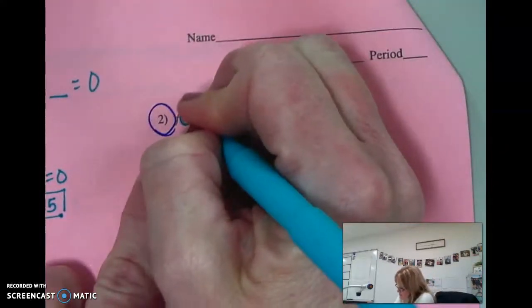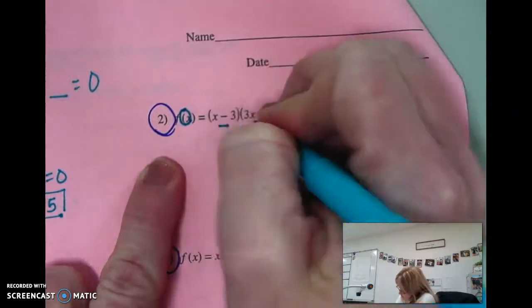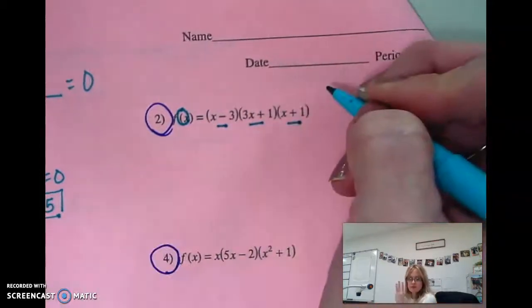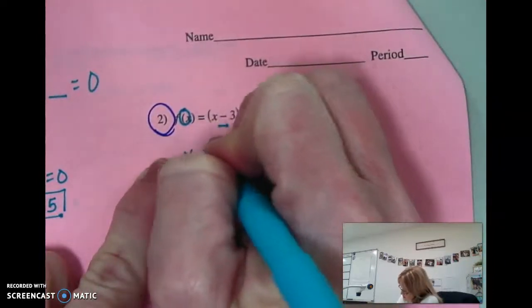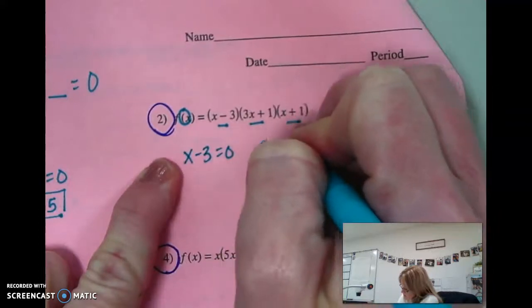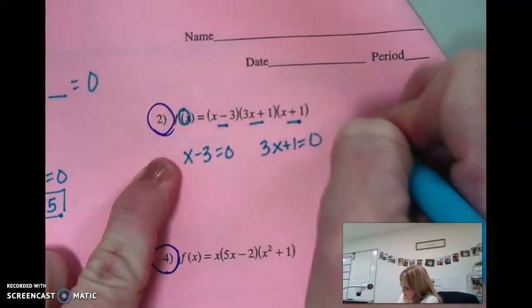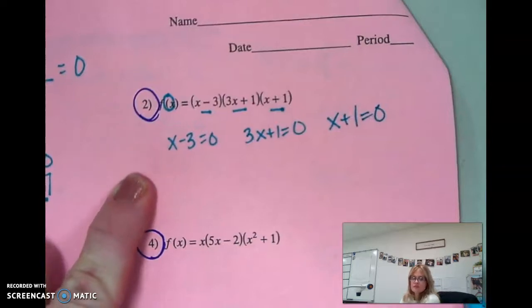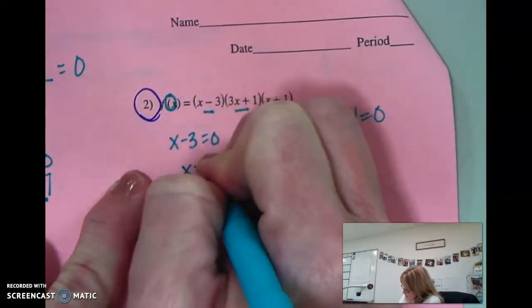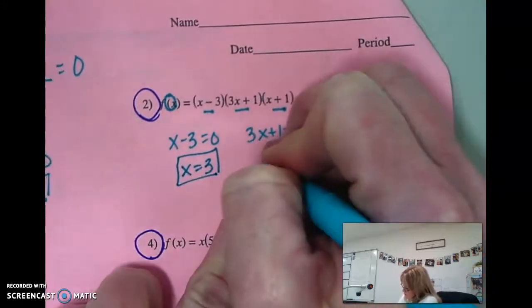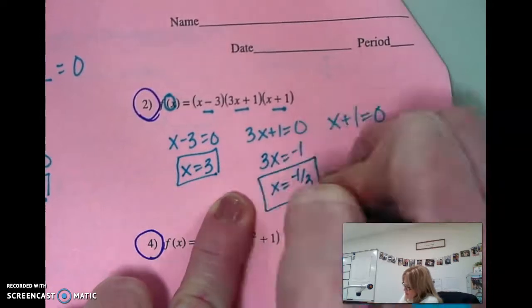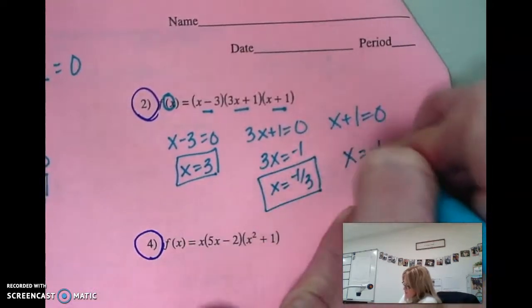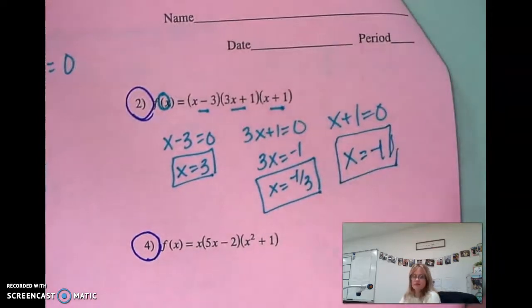So same thing here. What makes this equal to 0? Well, I have something times something times something. So now 3 things equal 0 when being multiplied together. So either this equals 0, this one equals 0, or the last one equals 0. And so we have 3 equations to solve. When I add 3 to both sides, x equals 3. When I subtract 1 from both sides and divide both sides by 3, I get negative 1/3. And when I subtract 1 from both sides, x equals negative 1.